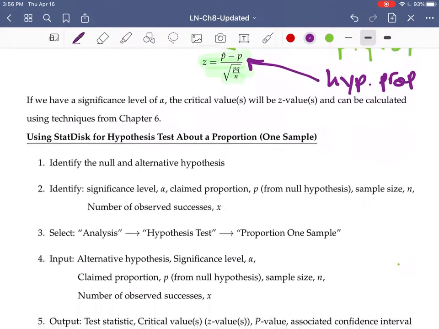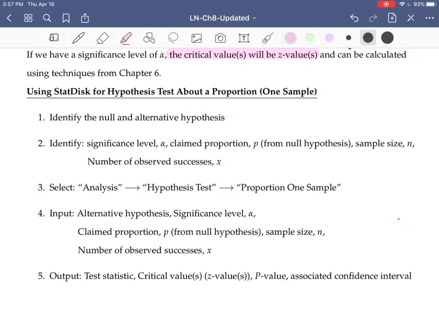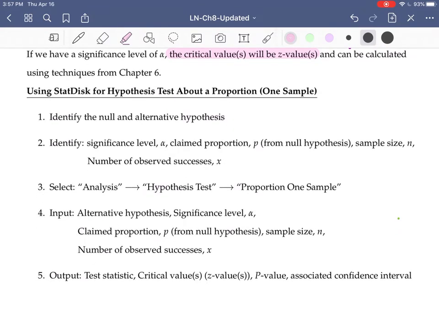If we have a significance level of alpha, the critical values are going to be these z-values. And they can be calculated using techniques from Chapter 6, right, back when we talked about how do we calculate critical values. We looked at those things again in Chapter 7, so you can look back at those videos as well. So if we want to use StatDisk to calculate this, here is the procedure that we would want to go through.